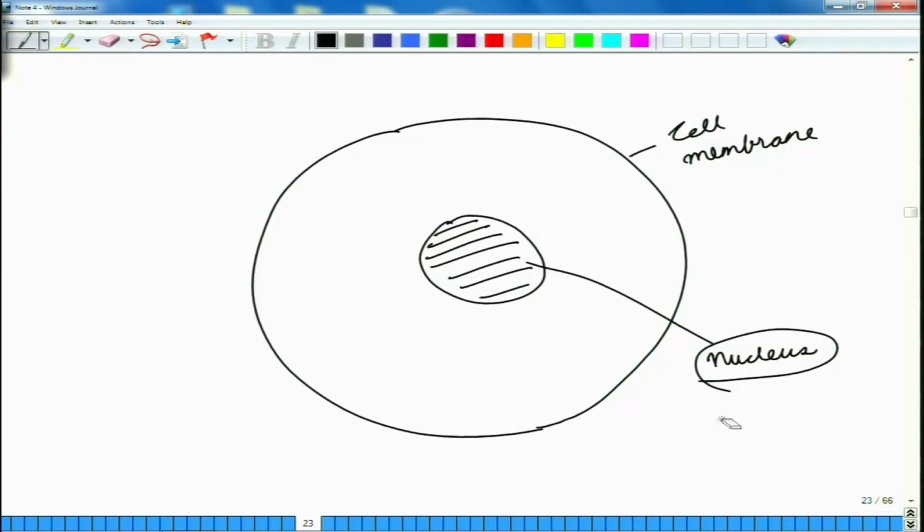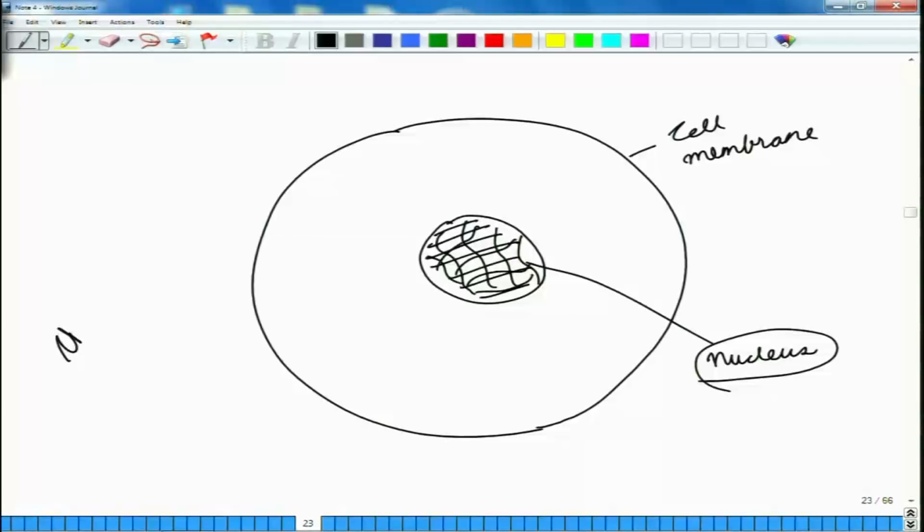Now this nucleus will be having a number of fibers inside that remain entangled for most of the part. But when this cell is dividing, so when the cell is moving from one cell to two cells, then all of these fibers condense together to form things that go by the name of chromosomes. So what is chromosome? Chromo means color and soma means body.